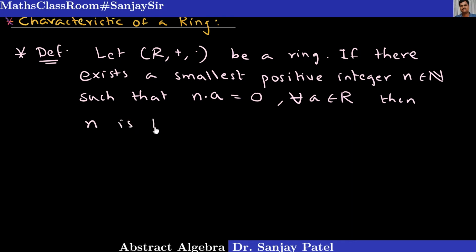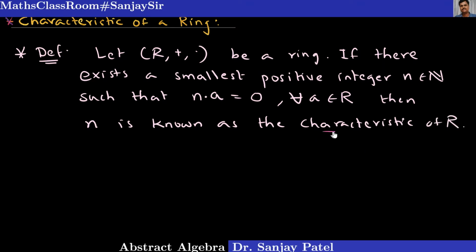is known as the characteristic of the ring R. Okay, and we denote it by the symbol CHAR. Characteristic of R is equal to n. So this is the notation for the characteristic of the ring.